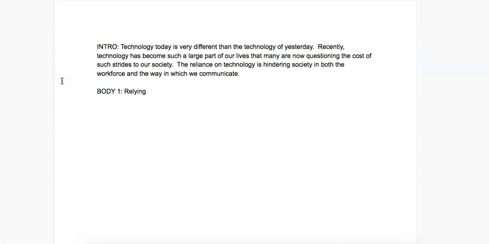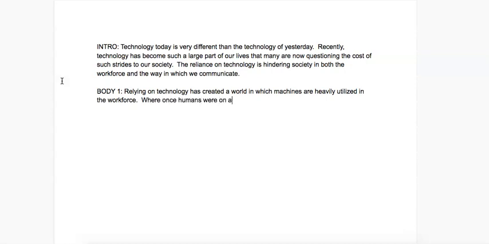So in this body paragraph, I'm going to say: relying on technology has created a world in which machines are heavily utilized in the workforce, where once humans were on assembly lines, robots are now used to do the same. And we found this information in our prompt.